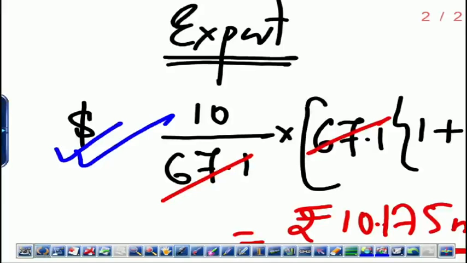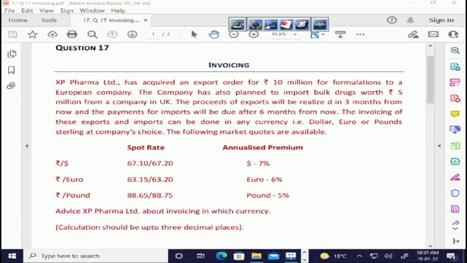Now obviously for imports, the answer would come to pound because pound has the lowest premium we are paying, so we want the lowest premium. But to show the steps, you have to use the ask rates. For dollar, 5 million divided by 67.2, the whole into 67.2 into 1 plus 0.07 by 2. For euro, 5 million divided by 63.2, the whole into 63.2 into 1 plus 0.06 by 2. I'm saying by 2 because it is 6 months. And for pound, it's 5 million by 88.75, the whole into 88.75 into 1 plus 0.05 by 2. Whichever is the lowest, the last one shall be the lowest.